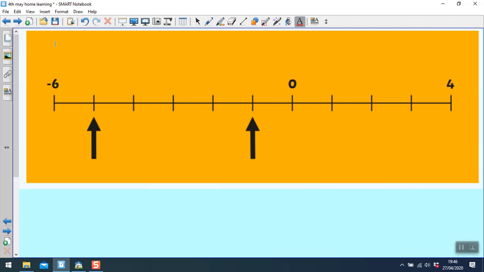Okay, this time you haven't got options, you just need to work out what number is marked by the arrow. So what number is here? That's 0 and that's -6. Think about how many jumps there are. What number's here if that's -6? Okay, so pause the video while you write down what is marked by the arrow.